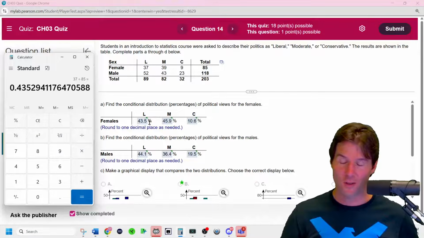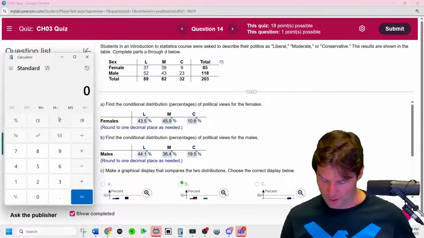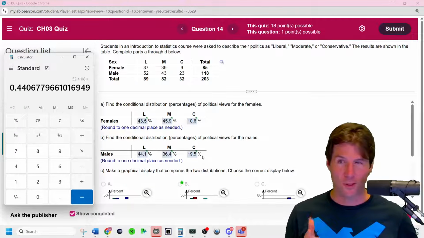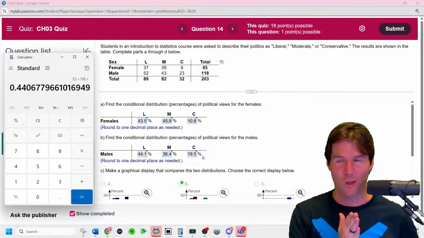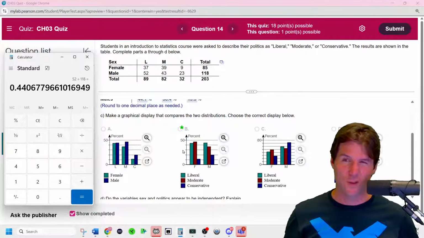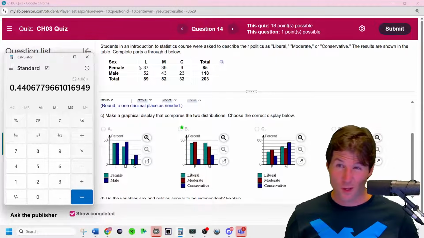Great job, MK, also. And then do the same down here for males, where you're just going across like 52 divided by 118. And just make sure to carry your math properly. Great. Just divide by the total. Given someone is female, out of the females, what percent are liberal? I don't really like the way they phrase this. Be very careful.